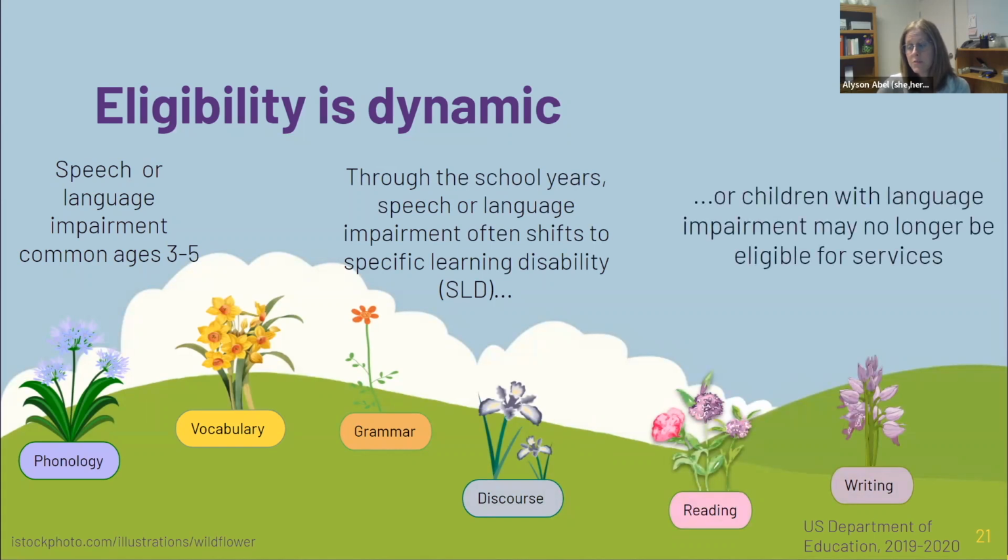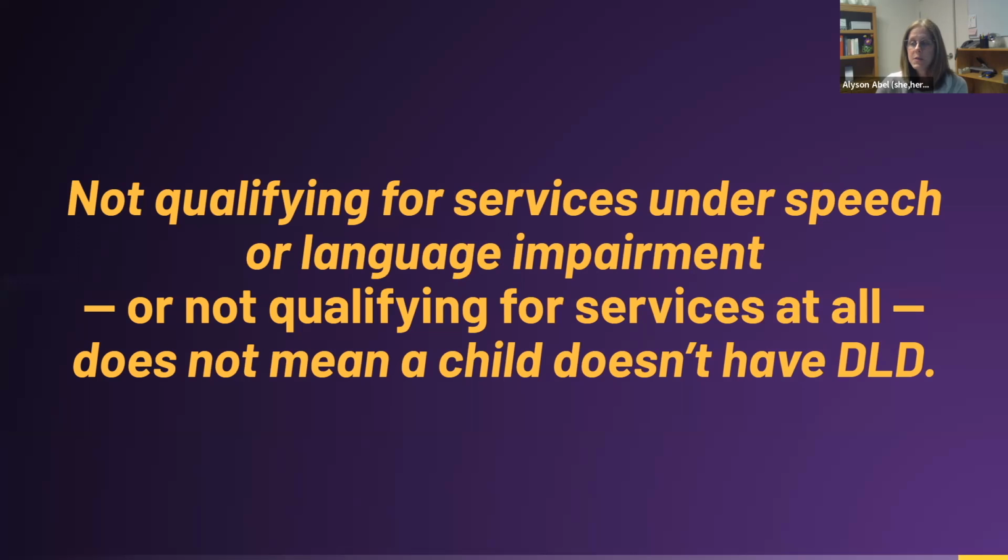The drop in percentage of children receiving services through speech or language impairment as their primary disability category may be due to children testing out and no longer meeting one or both of the criteria to receive services through IDEA. Importantly, just because a child loses their eligibility under speech or language impairment or tests out completely doesn't mean they don't have a disorder. Just like how not every child who has ADHD qualifies under a 504 accommodation plan, and not every child with autism qualifies for special education services, not every child with DLD qualifies for services either.